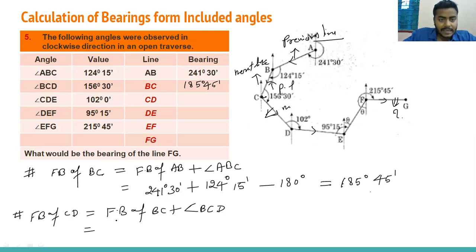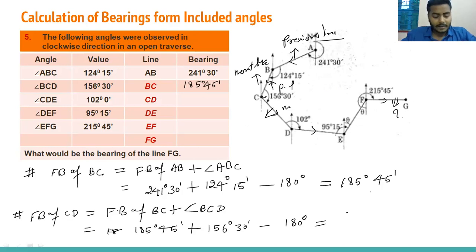So the forebearing of the BC line, we have calculated, is 185 degree 45 minute, plus the included angle given, angle BCD, 156 degree 30 minute. Obviously it is greater than 180 degrees, so we will deduct 180 degrees, and then we can calculate the value we are getting. So I am getting here 162 degree.